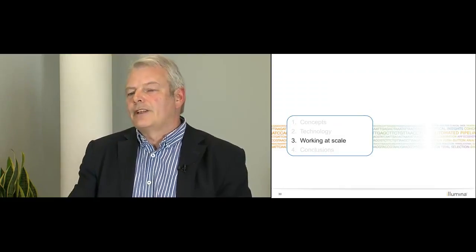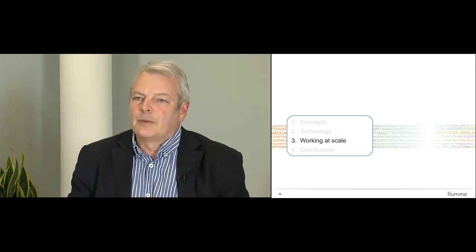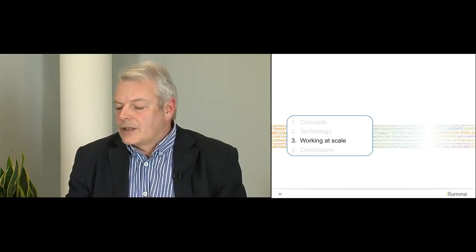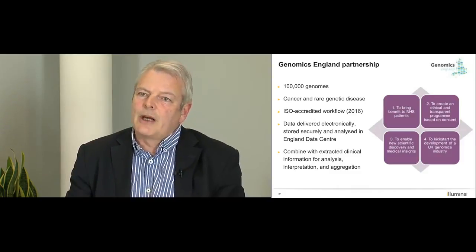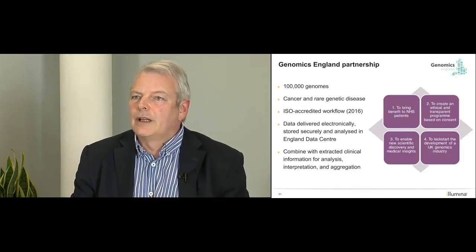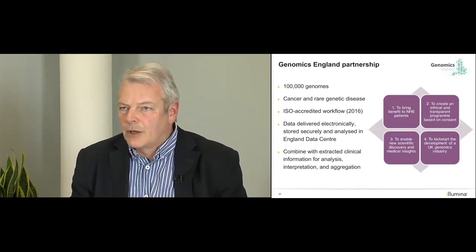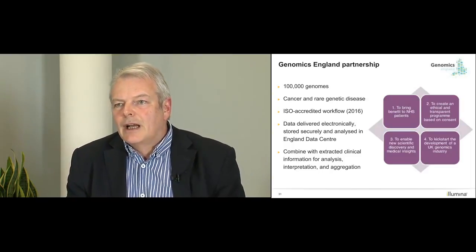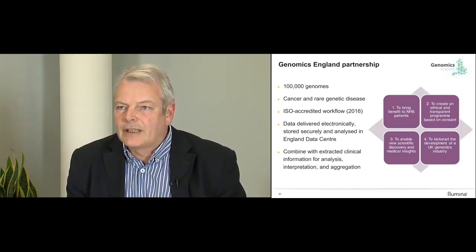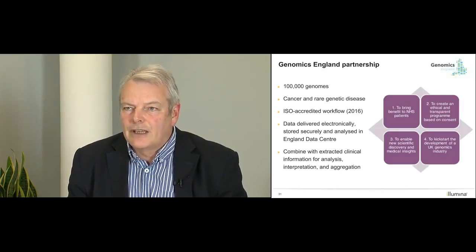Just moving on briefly to looking at working at scale now. This is a much shorter part of the presentation. Just to illustrate, first of all, this is very much a thing we've learned with the Genomics England partnership and one or two other collaborations similarly. And I just summarize here the Genomics England 100,000 genomes, the goals of the project: to bring benefit to patients, to create ethical and transparent programs, to enable scientific discovery, number 3, and also to really stimulate the development of the industry.